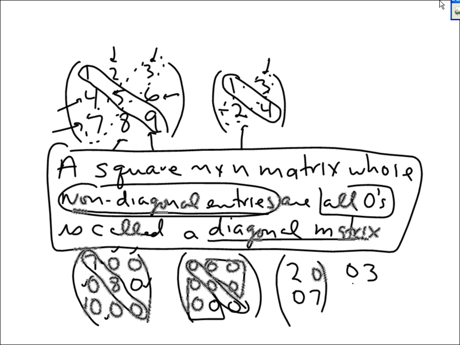This matrix is not a diagonal matrix because everything off the diagonal is not zero. That number is not a zero. This is not a diagonal matrix. Oh, and they all have to be square. All of the matrices I drew on the bottom were all square. Same number of rows, same number of columns.